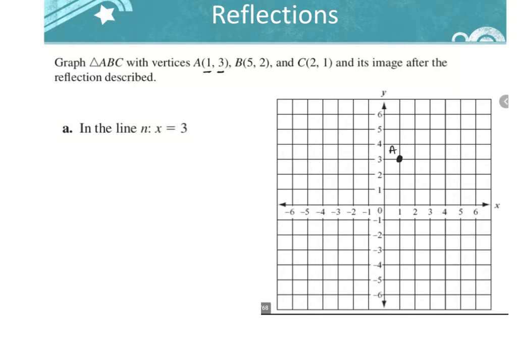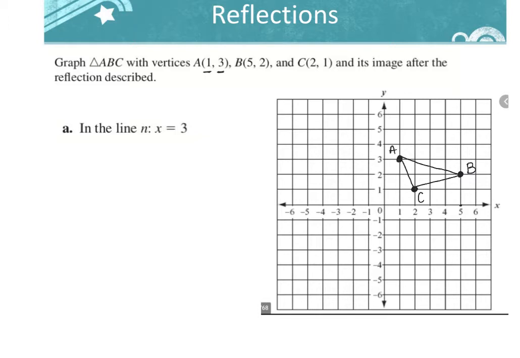B at (5, 2) would be over 5, so all the way over here, and then up 2. This is going to be B. And then C would be over 2, up 1. That's going to be right here, and that will be C. So let's go ahead and draw our triangle. Looks like that. All right. And then we'll draw its image after the reflection described.